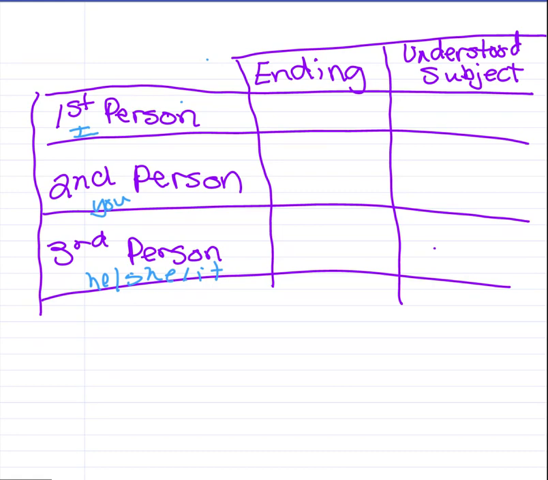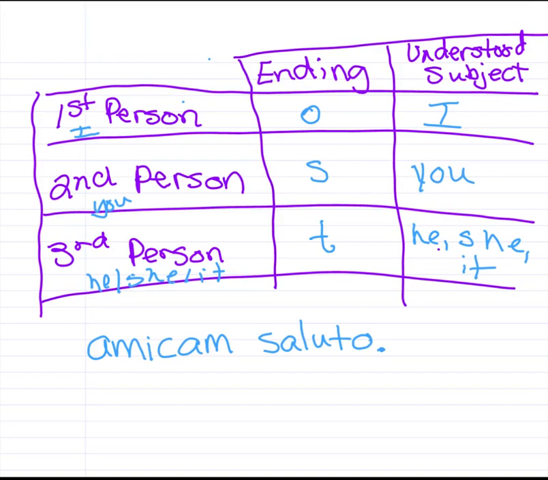So if I want to talk about myself, my verb is always going to end with an O. If my verb ends with an O, my subject is going to be I. For the second person, the ending is an S. So if my verb ends with an S, my subject is an understood you. And if my verb ends with a T, I know that my subject is going to be an understood he, she, or it.